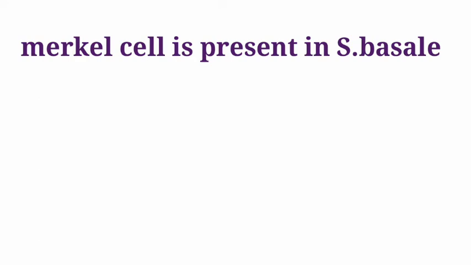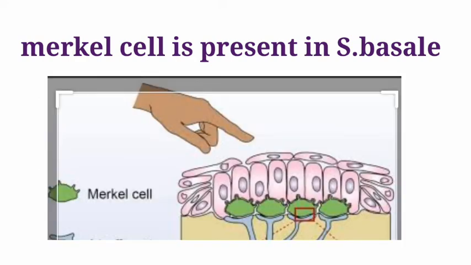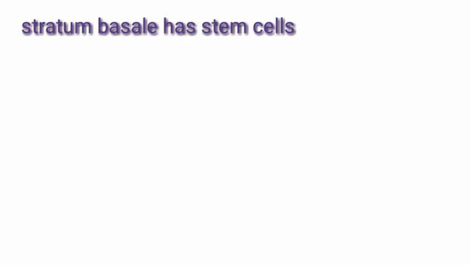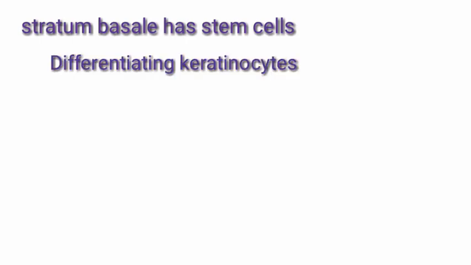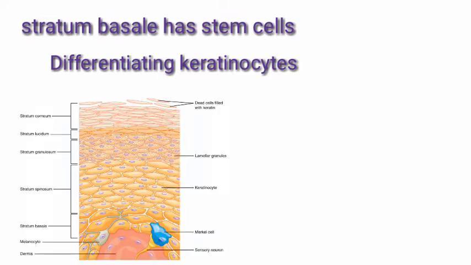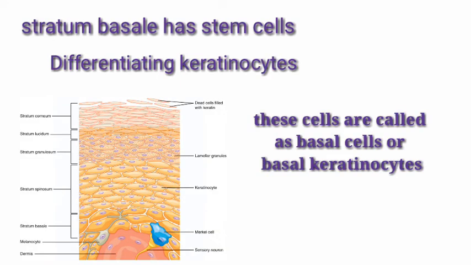One of the important cells present in this layer is the Merkel cell. It plays an important role in sensation. Stratum basale has stem cells differentiating into keratinocytes. Cell division takes place in this layer. Cells in this layer are also called basal cells and basal keratinocytes.